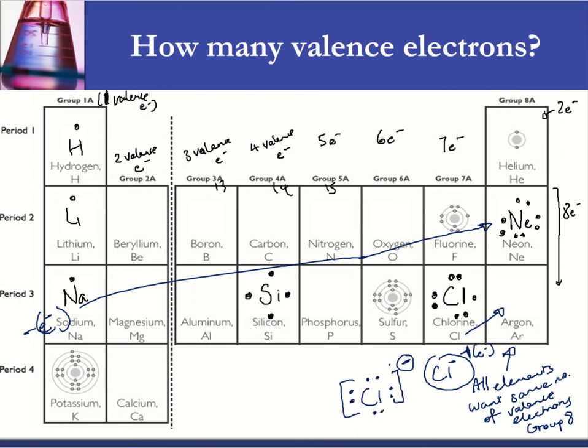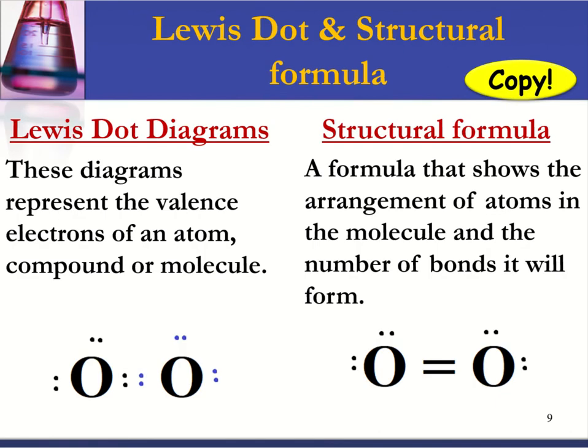This negative representing how we have 1 additional electron. So that's how you draw a simple dot diagram for elements. So Lewis dots, if you want to use it, you are trying to represent the number of valence electrons for any atom, compound, or molecule. If you want to be fancy and you want to show the type of bond or the number of bonds formed, we call it a structural formula.